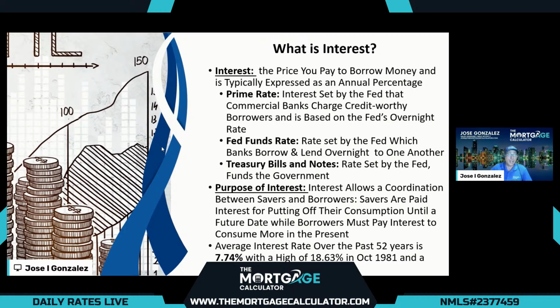Now, I want the last bullet point here to give a little context to interest rates and where we are today. The average interest rate over the past 52 years is 7.74%, with a high of 18.63%. That sounds terrible, right? 18.63% in October of 1981, and the low of 2.65% in the heydays of January 2021.